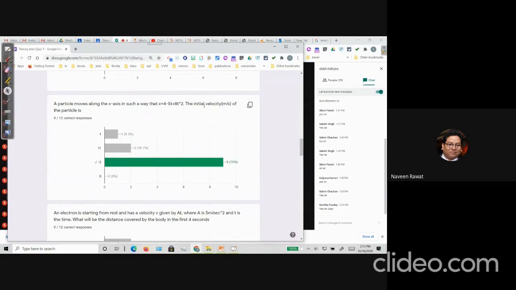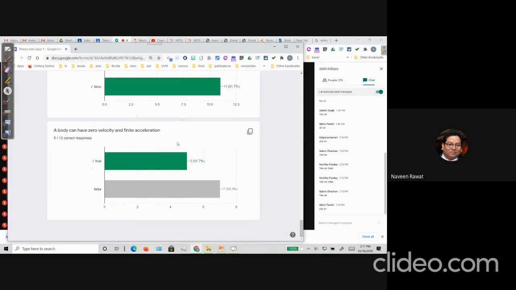For the second one, you have to do the same idea. You have to calculate the velocity. That means you just have to calculate dx by dt at time t equal to 0. So you have your expression 4 minus 5t plus 8t squared, and if you take dx by dt, the first term becomes 0, and you get minus 5. So I can write here minus 5 plus 16t as your velocity. And now you have to evaluate at t equal to 0. Then this term will go, and you are left with minus 5, and that is your answer.